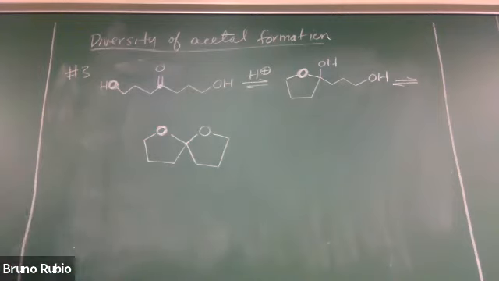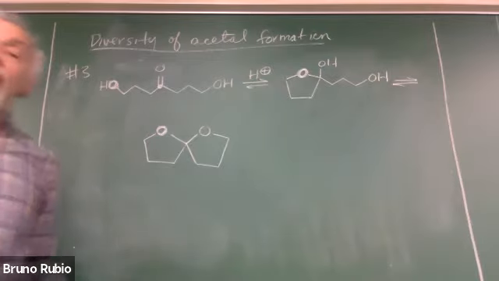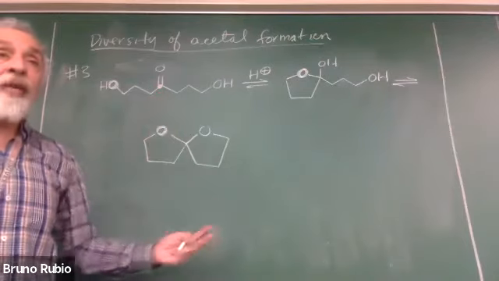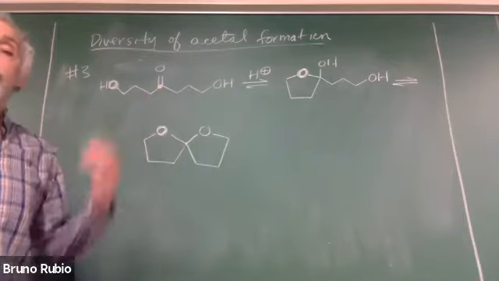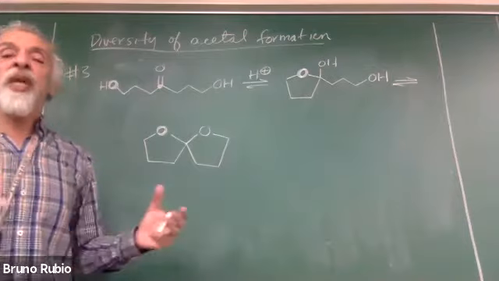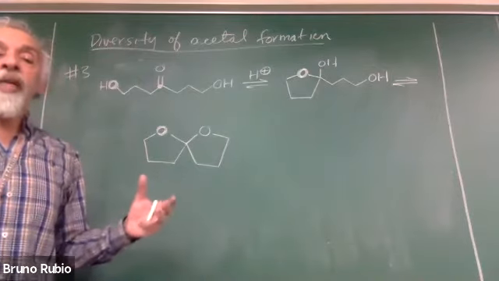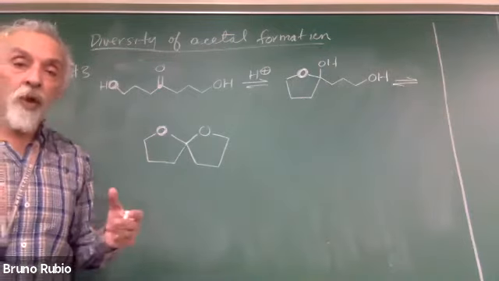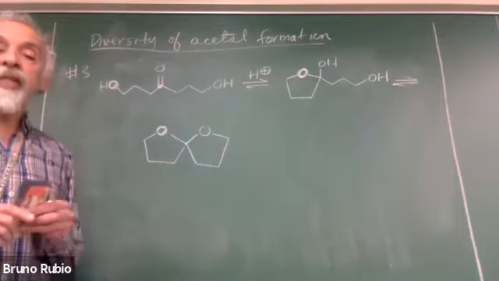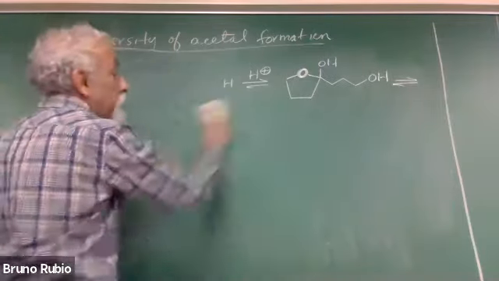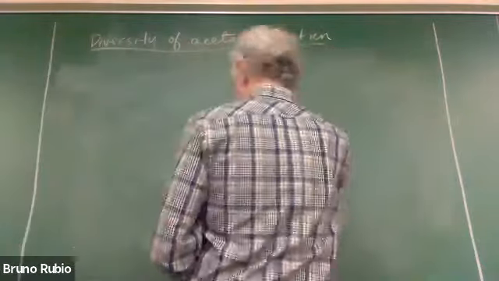Okay, so that's the diversity of acetal formation. So to make an acetal, it can be the reaction of three molecules, or the reaction of two molecules, or the reaction of one molecule. But very important to keep in mind that these reactions are going to happen when 5-membered rings or 6-membered rings can be formed. Okay, so that's a lot to digest. It's pretty complicated, I guess. So let's just work some problems and some examples.